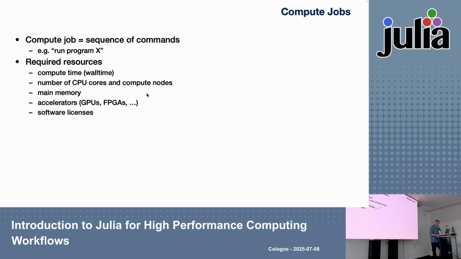Now I've already talked about compute jobs. So what are compute jobs? A job is basically a sequence of commands. It's like a shell script where you say, okay, now start Julia with these and these parameters, and then it will be executed. And in combination with the required resources. So the wall time, how long should my job run? How many CPU cores do I want to allocate for my job? How much memory do I need? Do I need maybe some GPUs? And in some special cases, some software license things.